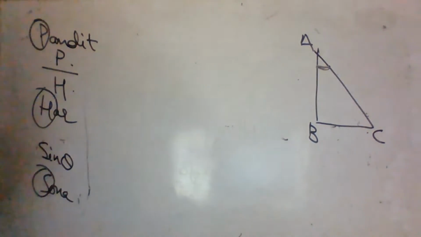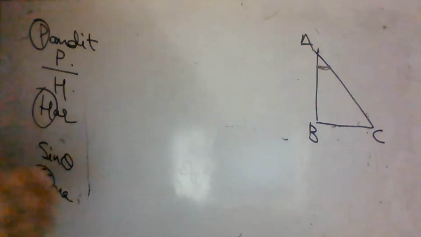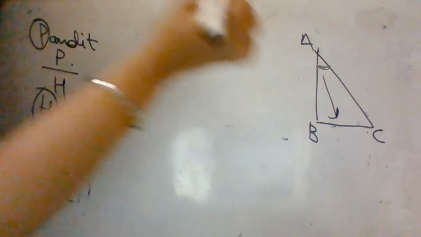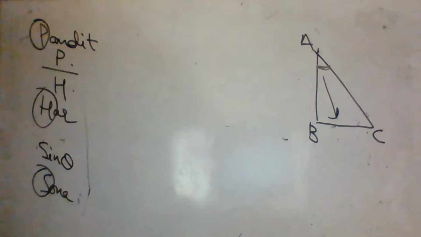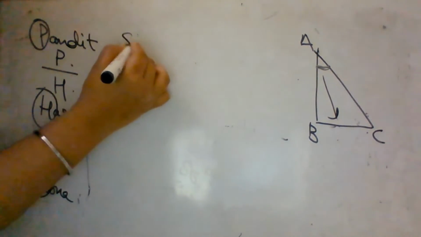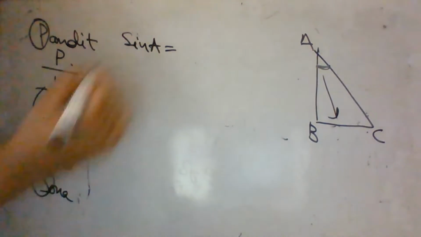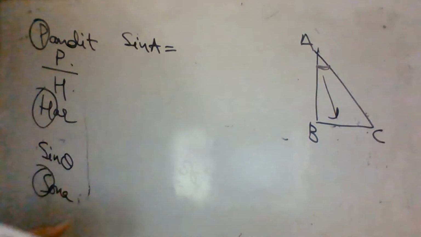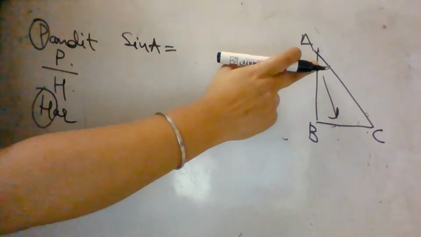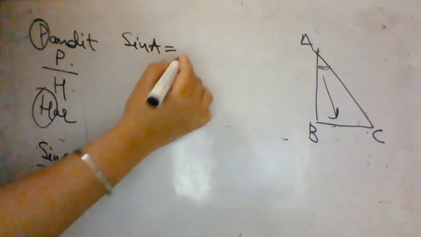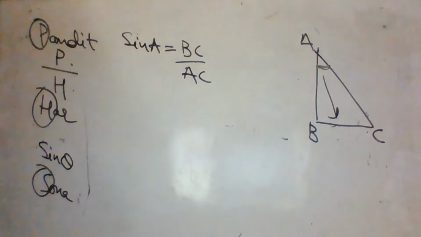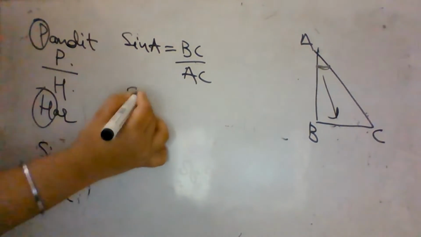And we know that the side adjacent to theta we call the base, and the side opposite to theta we call the perpendicular. So in this particular triangle, sine A would be P by H, and for this angle A, P will be BC and H is nothing but AC. Is this understood?